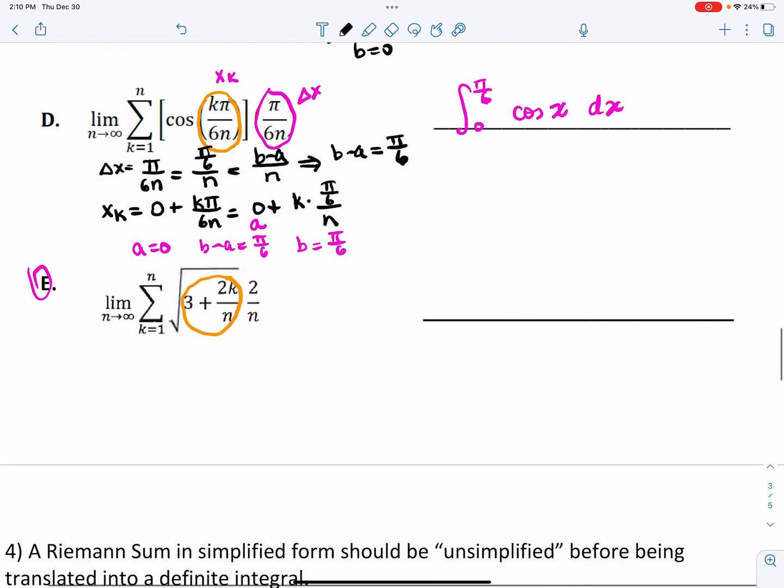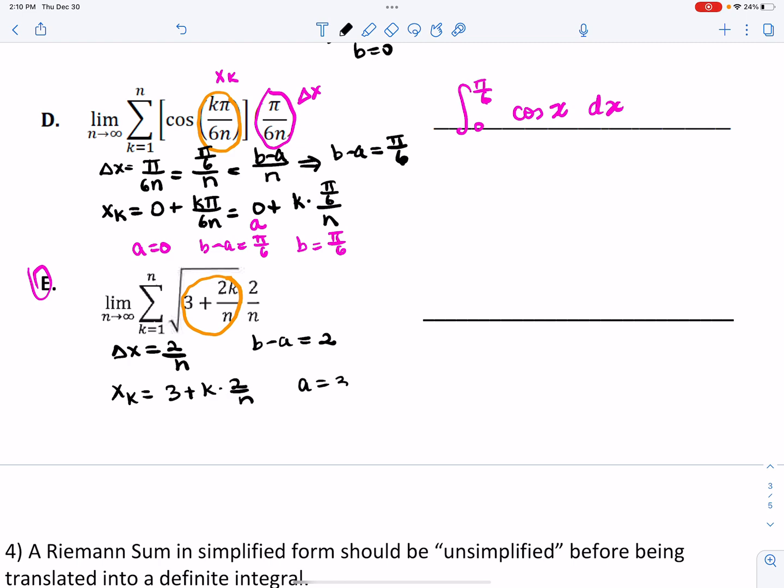And finally, for the last one, delta x is 2 over n, which means b minus a is 2. X sub k is 3 plus k times 2 over n, so a is 3. That means that b must be 5. Our limits of integration are 3 to 5, and the operation that's going on here is the square root of x sub k dx. And that completes the second part of the lesson.